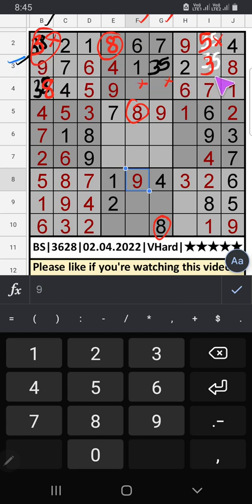Third row, only one number is remaining, 5. 5 is confirmed here. Fourth row, only two numbers are remaining, 2 and 3. It will come in the two cells. We will confirm later.